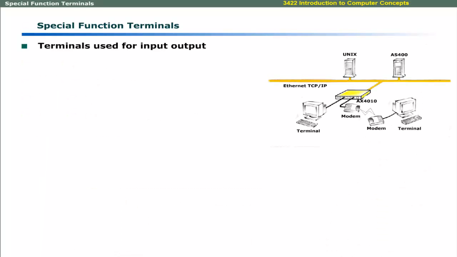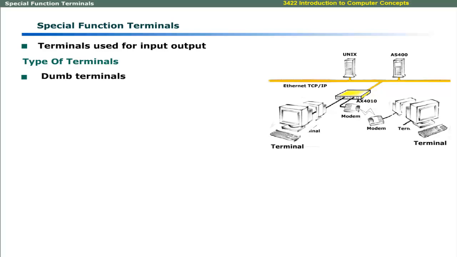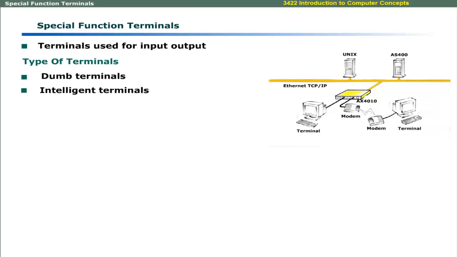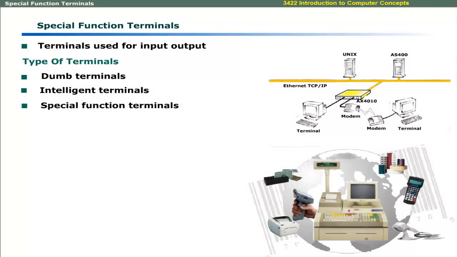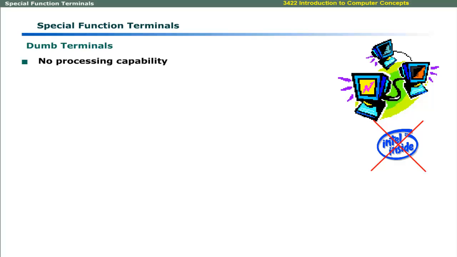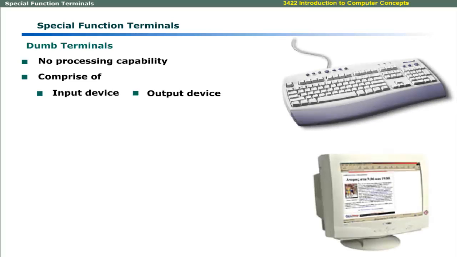Terminals are used for both input and output from a remote computer. These include dumb terminals, intelligent terminals, and special function terminals. Dumb terminals have no processing capability. These comprise an input device and an output device, usually a keyboard and a monitor.